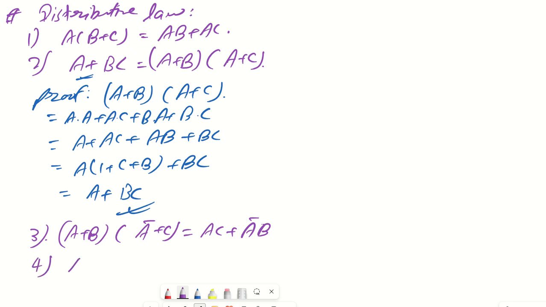The fourth one will be a + a bar b. So we saw a + bc, right? Now we will see a + a bar b is going to be equal to a + b. Okay, if you want, you can very quickly do that. You know already that a + a bar b is what. If you want to prove, let us say we'll prove it immediately.